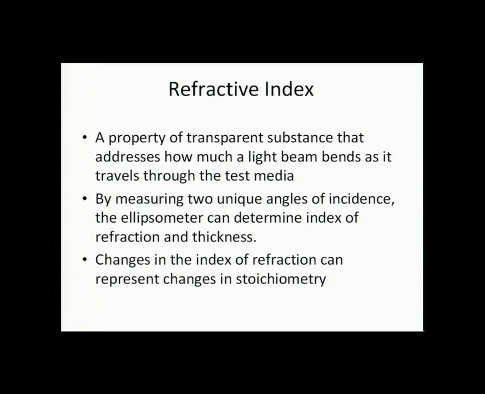So the way that the ellipsometer works is by measuring two unique angles of incidence, it determines the index of refraction and/or the thickness of your test material. And the changes in index of refraction can represent changes in stoichiometry of your material as well.